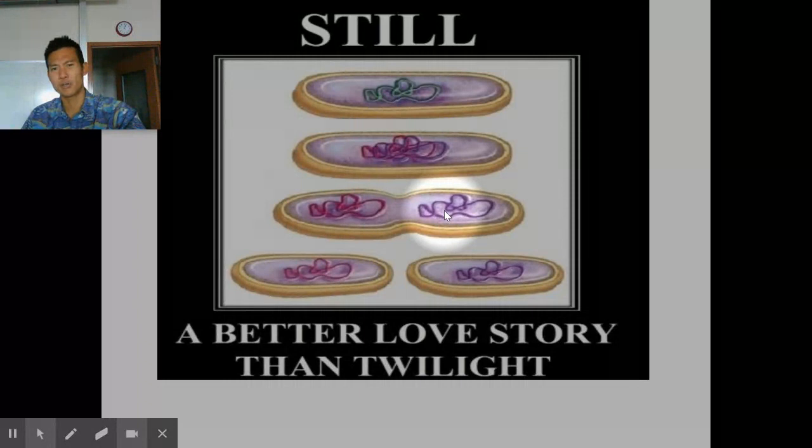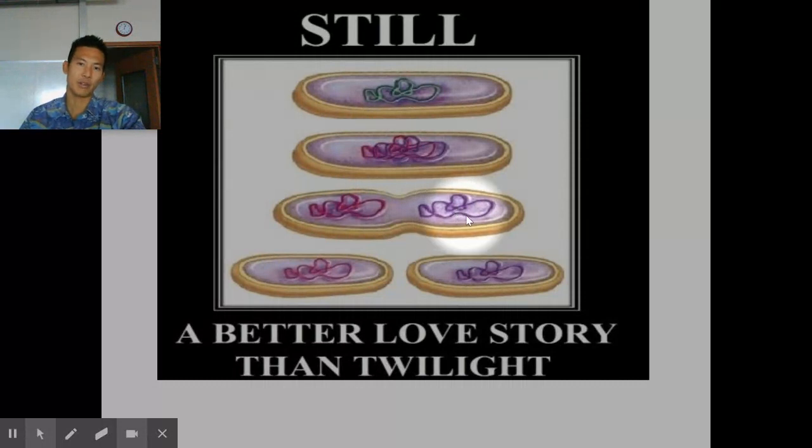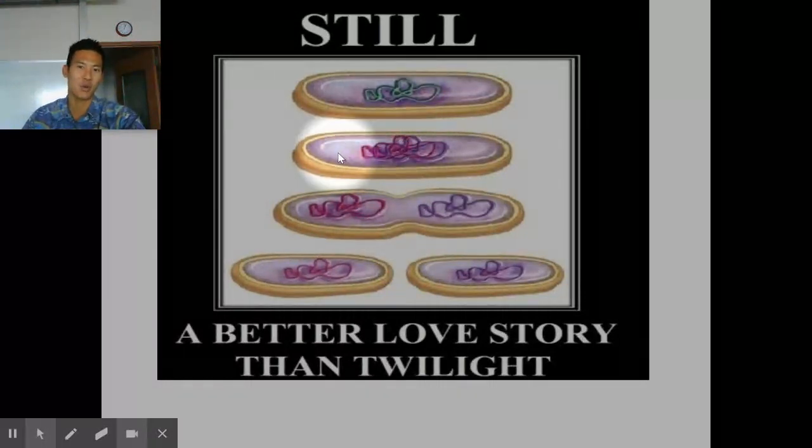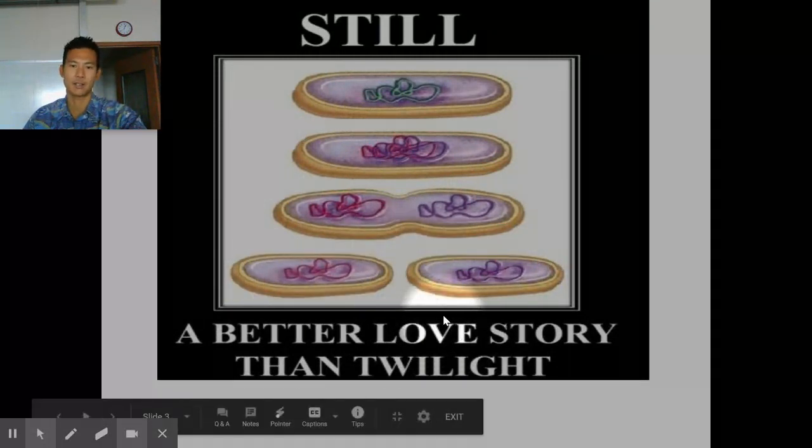I don't know if you guys are old enough to watch Twilight, but there was a meme going on where it's a bad love story. So here you've got mitosis again, asexual reproduction, and it's still a better love story than Twilight.